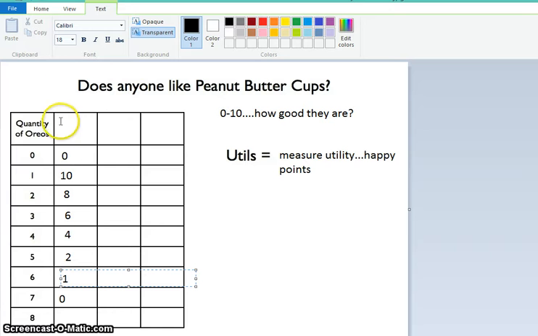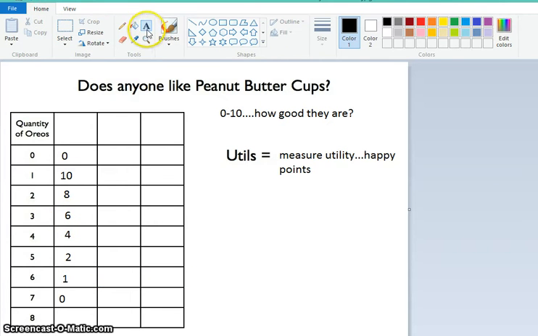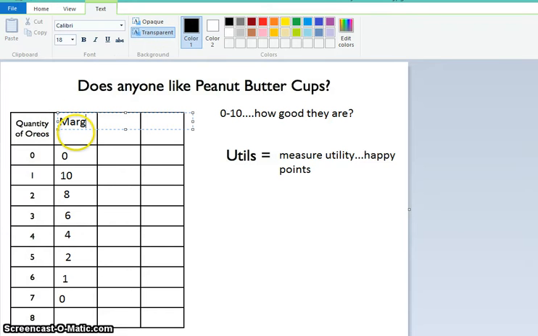Now, this is a certain type of utility here. Notice I asked them to rate. This is how much they're rating that first Oreo, number 1 Oreo. This is how much they rated the second Oreo on its own, the third Oreo peanut butter cup on its own. Anybody know what we're going to call this? This is utility, but what type of utility? This is actually what we call marginal utility, because it's measuring the utility of each unit.